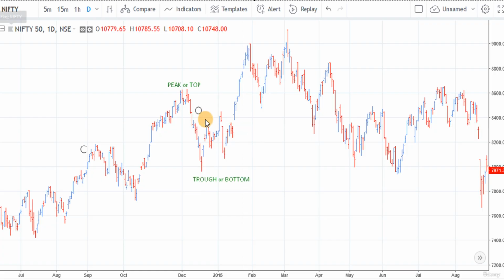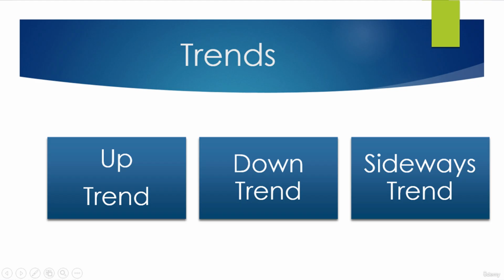On the chart, these rise and falls are seen in the form of peak and trough. Each high is known as the peak or top of the swing, and each low is known as the trough or bottom of the swing. So these are the various peaks or tops, and these are the troughs or bottoms of the trend. Trends are generally of three types: uptrend, downtrend, and sideways trend.